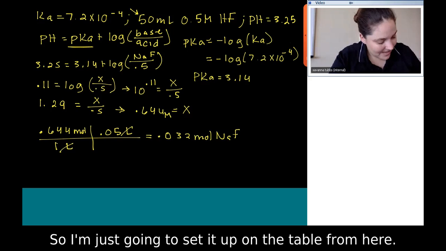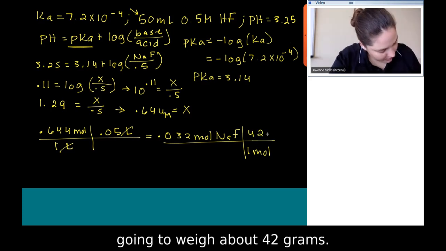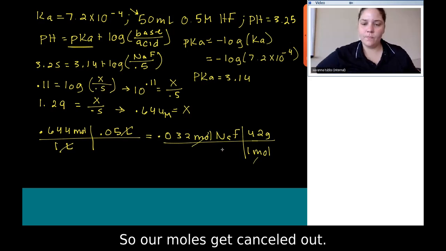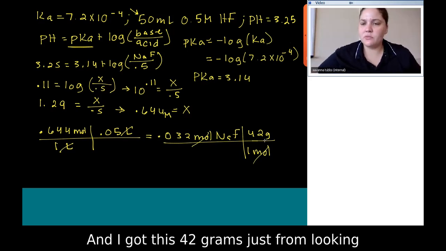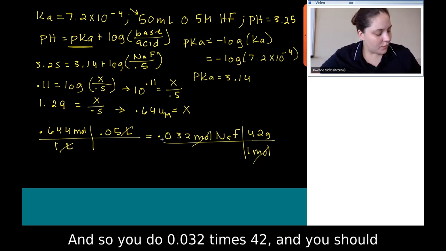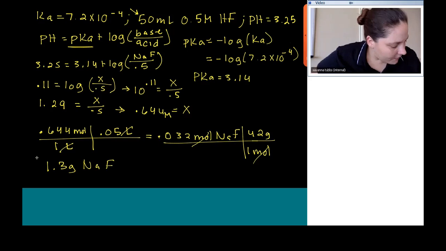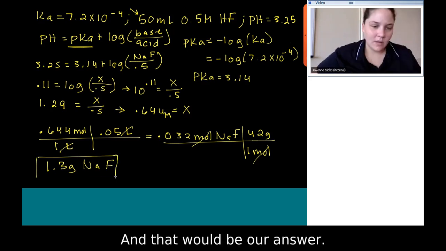So I'm just going to set it up on the table from here. For every 1 mole of NaF, this is going to weigh about 42 grams. So our moles get canceled out. And I got this 42 grams just from looking at the periodic table. And so you do 0.032 times 42, and you should get about 1.3 grams of NaF. And that would be our answer.